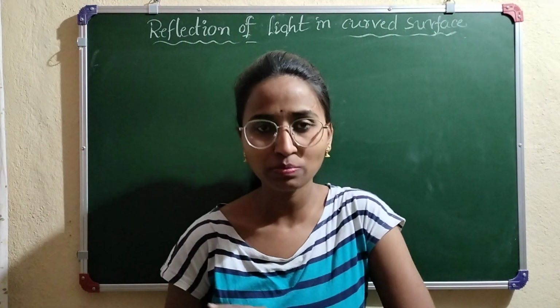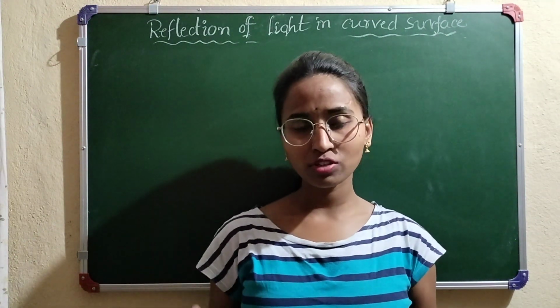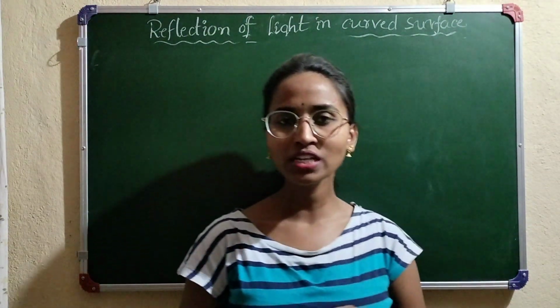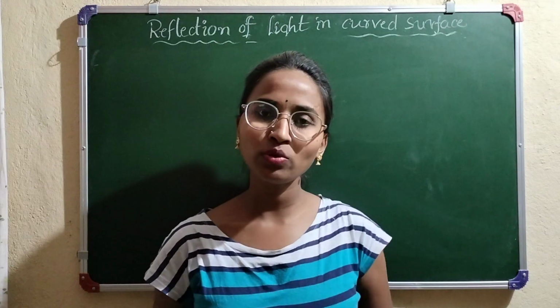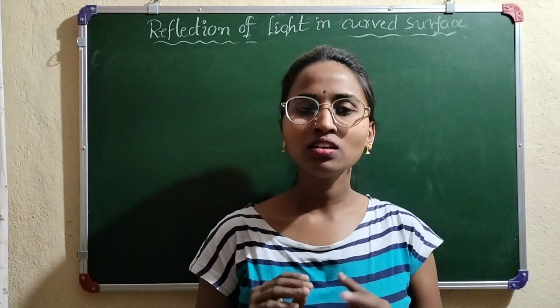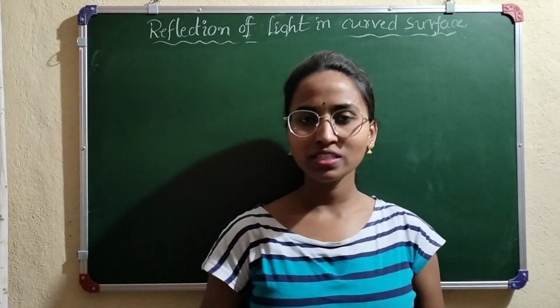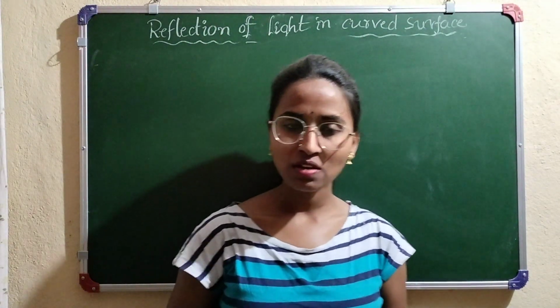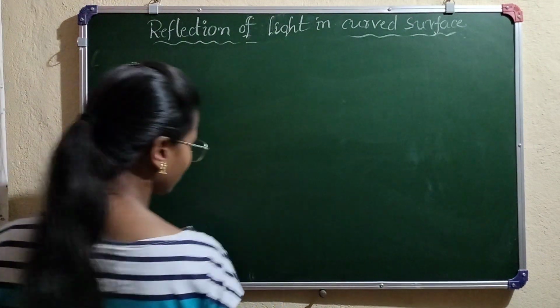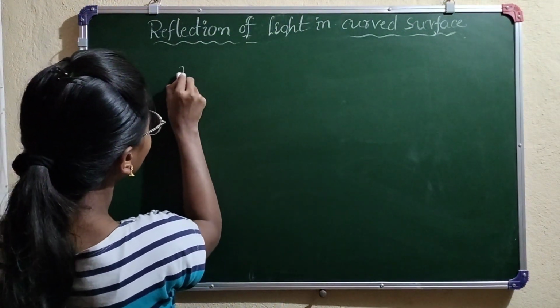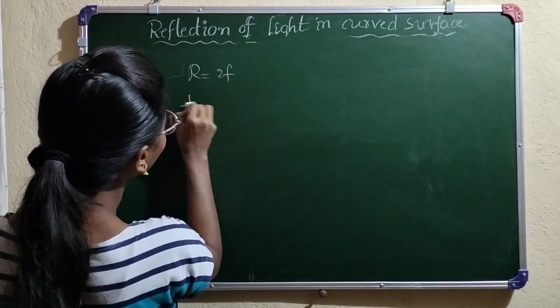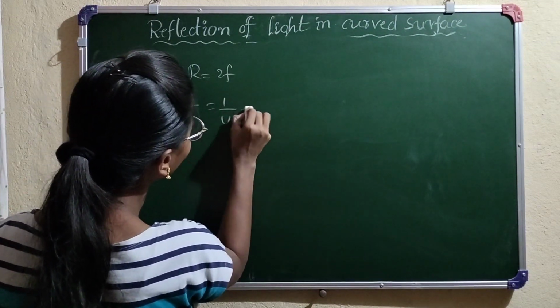Image formations are also important. And in the last part, part 5, I explained about the sign convention. Sign convention is also important, as well as the two formulas I told you: r = 2f, and the other one is 1/f = 1/u + 1/v.